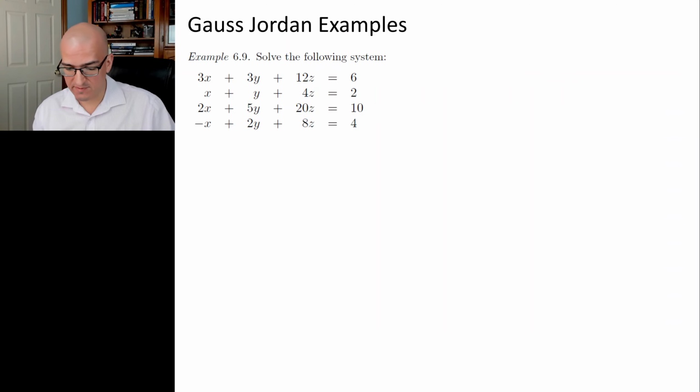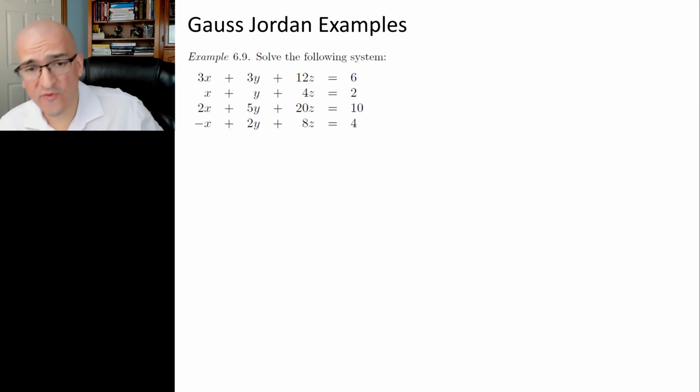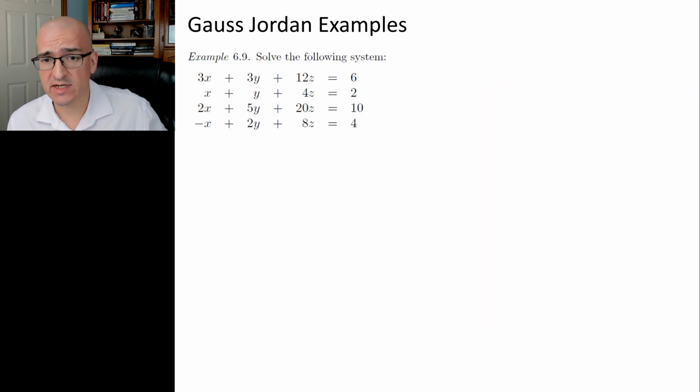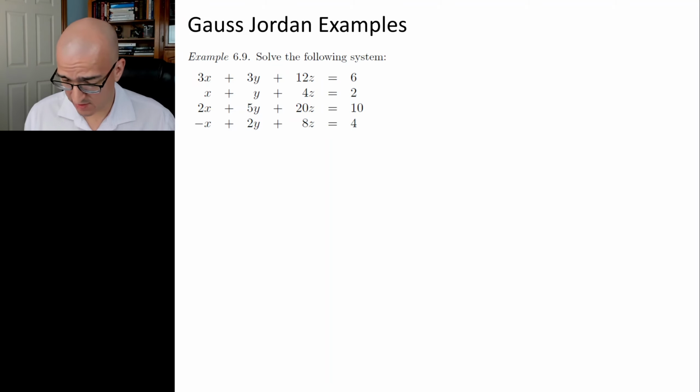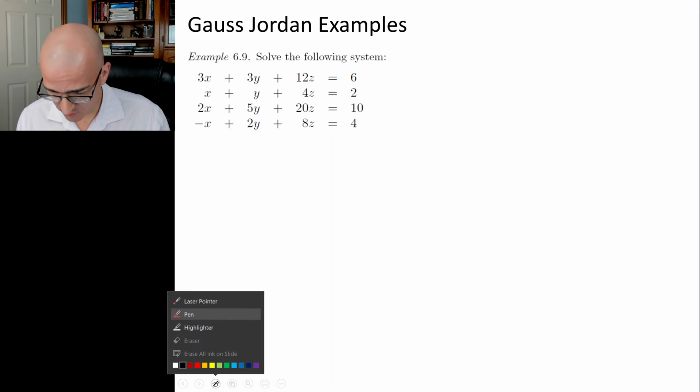Let's do another example. I'm very, very worried when I see this. I see 4 equations with 3 unknowns and some large numbers. I'm worried about making a mistake. That's what my concern is.